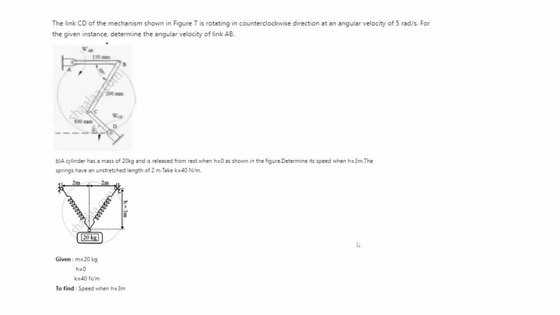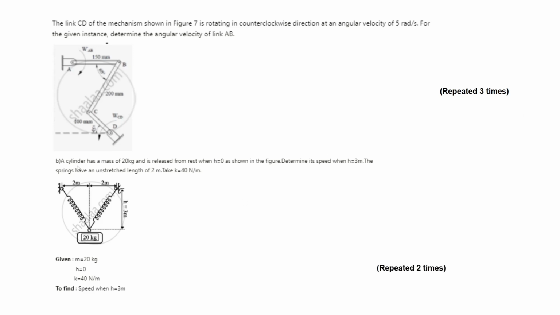Moving further, the next one is: link CD of the mechanism shown in the figure is rotating in counterclockwise direction at an angular velocity of 5 radian per second. For the given instance, determine the angular velocity of link AB. This question is almost the same as ICR, but the concept is a little different. The problem is easy and is repeated 3 times. So I think this will be asked in this year's paper also.